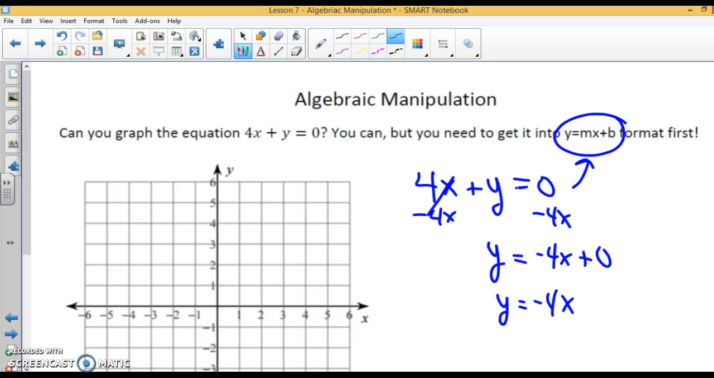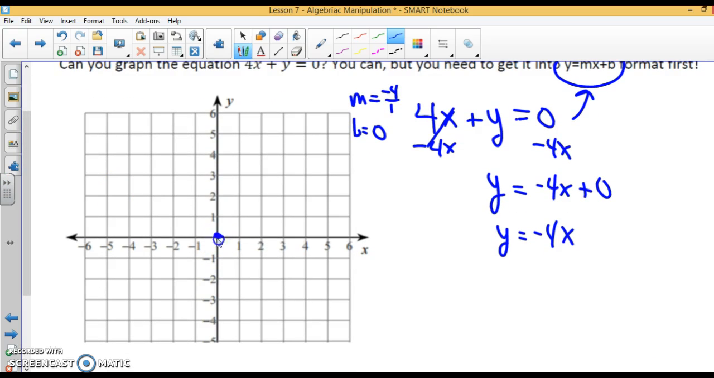Now, let's go back to graphing in slope-intercept form. My slope is negative 4 or negative 4 over 1. And my y-intercept, which is b, is 0, because there's nothing here. So, let's graph it. Y-intercept is 0, right there. Slope is negative 4 over 1. So I'm going to rise negative 4: 1, 2, 3, 4. So I'm going down 4 over 1. There's my line. I've transformed into slope-intercept and then graphed.